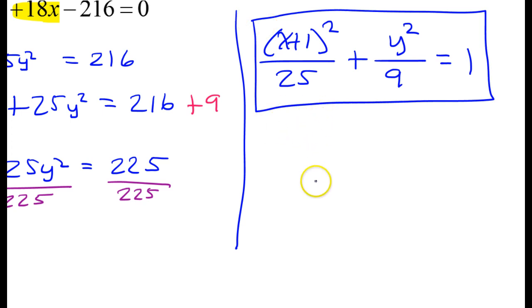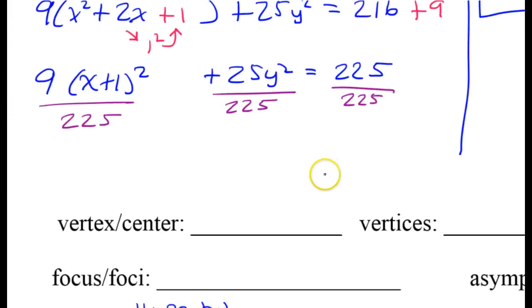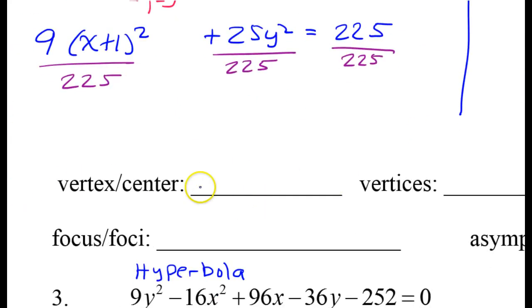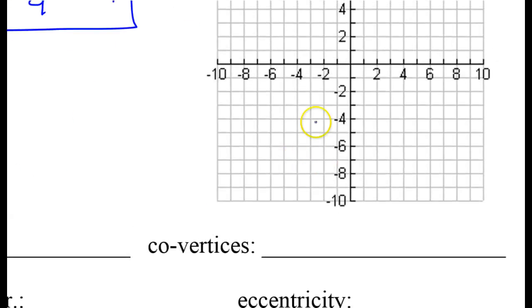So to graph this, we need to start with the center. The center is going to be the opposite of this, and this is just going to be 0. So I'm going to have -1, comma, 0. So the center is -1, comma, 0. Let's go ahead and graph that. So -1, comma, 0, this is the center right there.